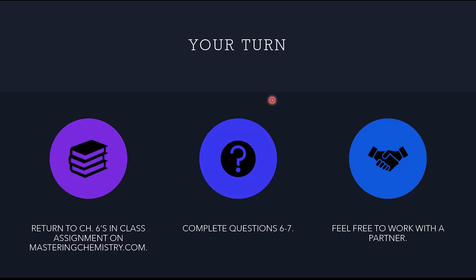All right, so why don't we practice this? Return to, it should be chapter 4, not chapter 6, on your in-class assignment, and let's work questions 6 through 7 now. Again, feel free to work with a partner or write down any questions or challenges you may have and reach out to me via email or ask me the next time we see each other in class. All right, pause, and then when you're ready, resume.